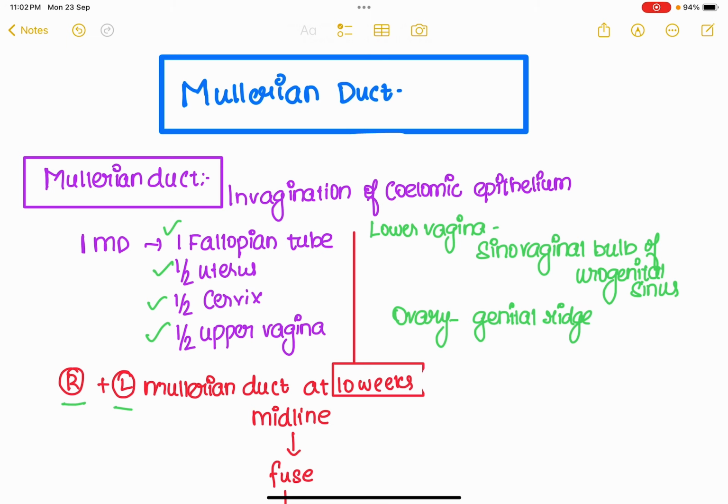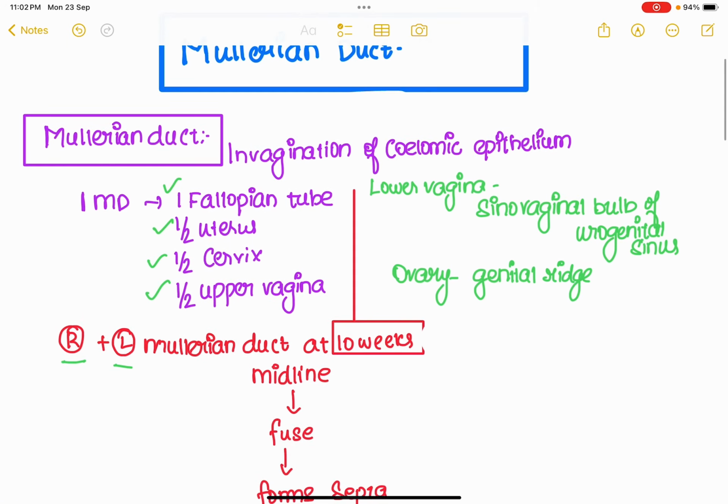Okay, so what is this Mullerian duct? It is nothing but the invagination of the coelomic epithelium. At around 6 weeks of intrauterine life, there is going to be invagination of the coelomic epithelium. Once the coelomic epithelium gets invaginated, it results in the formation of a tubular structure, and this tubular structure is termed the Mullerian duct. From this Mullerian duct only, the female internal genital organs are going to be developed.